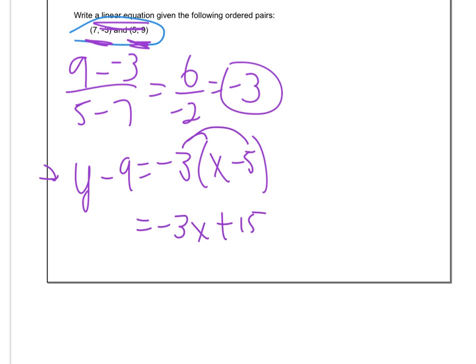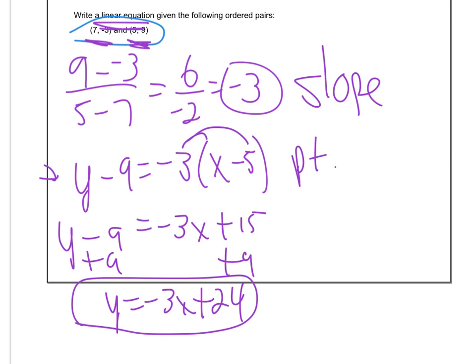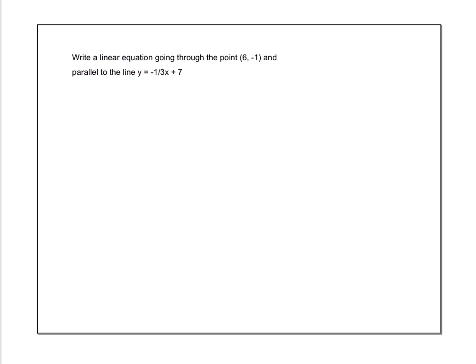So negative 3x plus 15, y minus 9. So add 9, y equals negative 3x plus 24. There's my linear equation, okay? So slope, point-slope, little algebra, slope-intercept. Boom. All right, so a linear equation going through there, parallel to that.